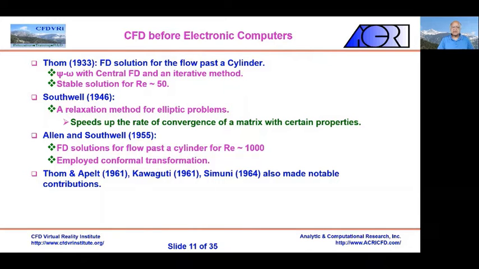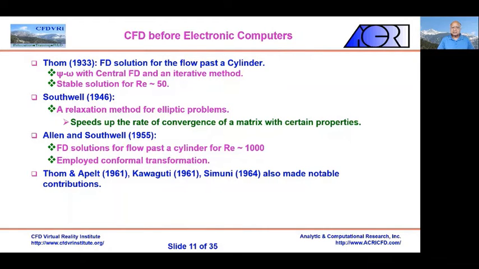Thom in 1953 developed a finite difference solution for flow past a cylinder, for which he was able to achieve a stable solution for a Reynolds number of 50. He used a stream function vorticity method with central finite differences and an iterative method to solve the matrix. Now, how did he do it? Well, he paid what he calls urchins, which were street children, and he said, for every multiplication, division, and addition, I'll pay you maybe a penny for 100 calculations, or something of that nature. That's how I did it.